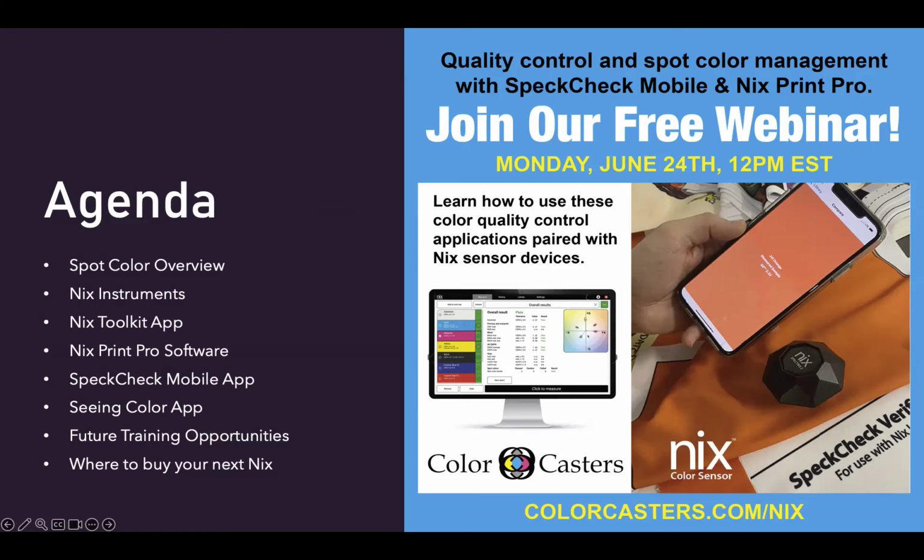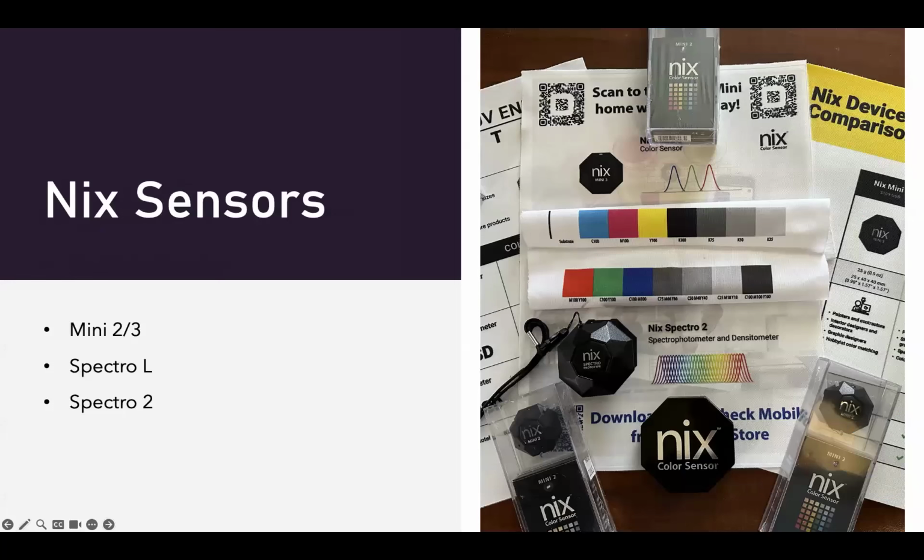Another app called Seeing Color, which is out there. I think Chris is selling it for $5 or $6. It's a great value. Hopefully it'll run. That was the one I ran out of time to test this morning. So hopefully it's not going to disappoint me. Talk about the future training opportunities like I discussed, and then where you can buy your Nix devices from us.